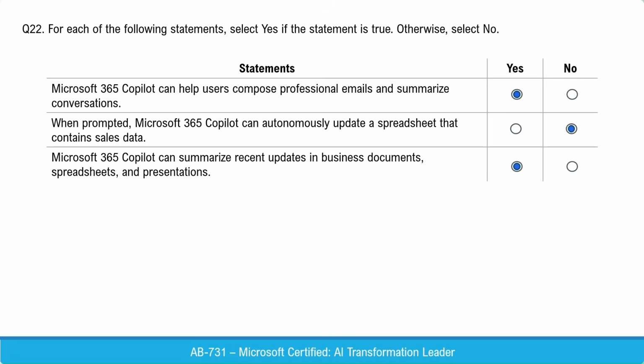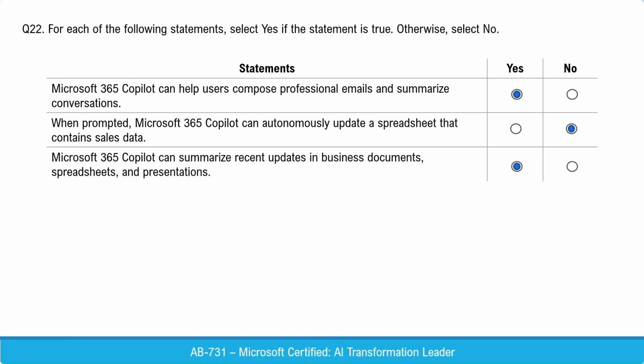This is one of the core capabilities in tools like Outlook and Teams. Next statement, when prompted, Copilot can autonomously update a spreadsheet that contains sales data. Well, this is incorrect. Copilot does not autonomously update spreadsheets. It can suggest changes and help analyze data, but the user must review and apply those changes. This ensures user control.